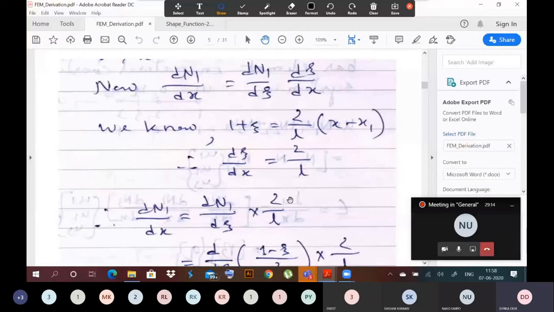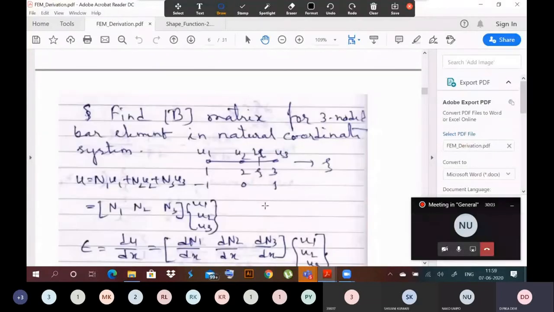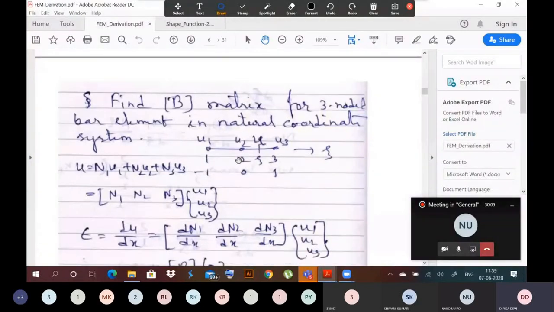Similarly, we can derive the B matrix for a three-noded bar element. I'll go quickly because the method is the same. The only difference is that here we have 3 nodes, 1, 2, 3, with nodal displacements U1, U2, U3. This is any arbitrary point having coordinate xi, and the displacement here is u.